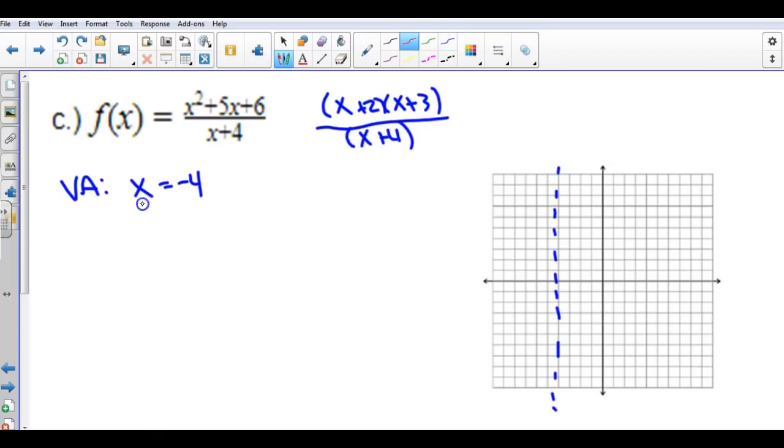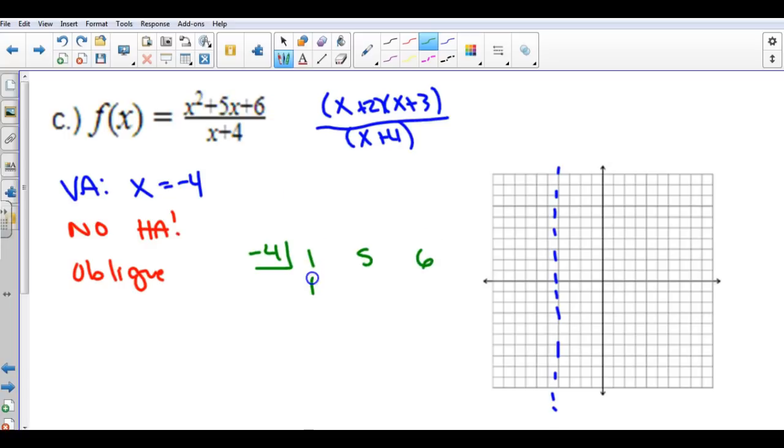And then what I'm going to do is realize that the degree of my numerator is 2, and the degree of the denominator is 1. Since the degree of the numerator is greater than the degree of the denominator, I'm going to have to, again, divide out these expressions. So I'm going to use synthetic division again, because now there is no horizontal asymptote. What we're going to have instead is the oblique asymptote, or what we call the slant. So I'm going to take the opposite of that factor, which is negative 4, and then take the coefficients of the numerator, which are 1, 5, and 6, and synthetically divide.